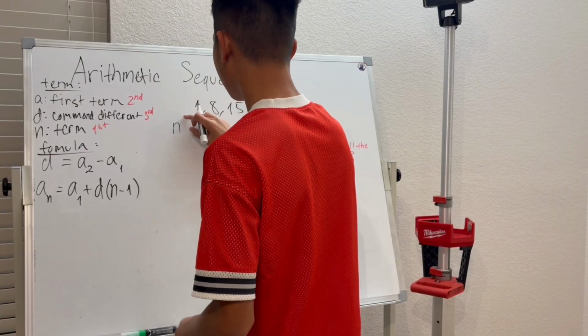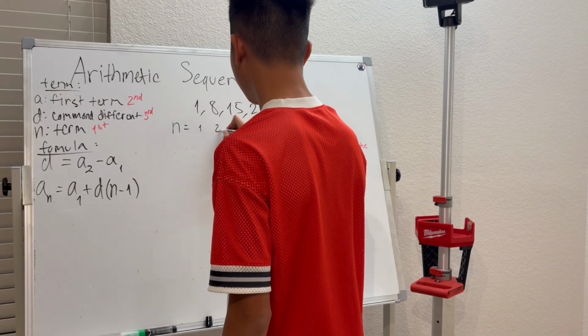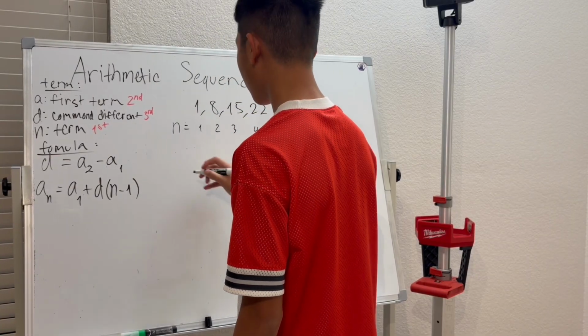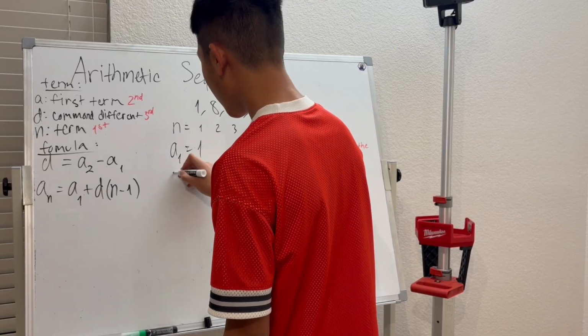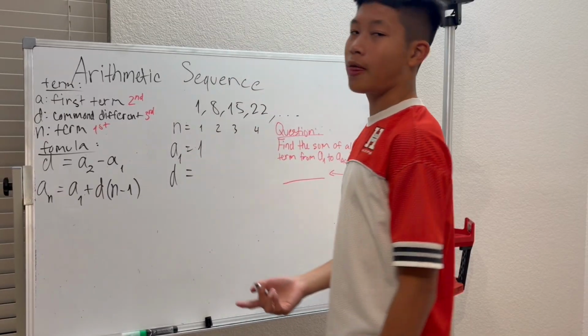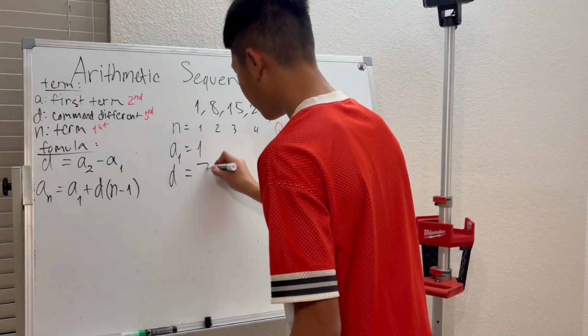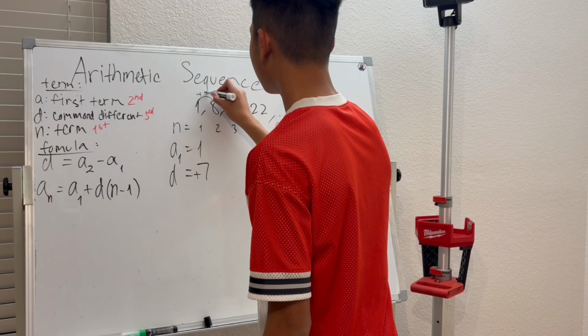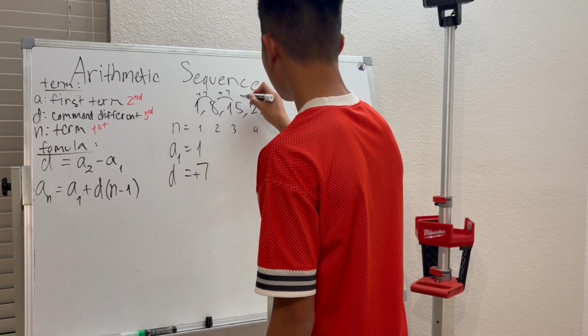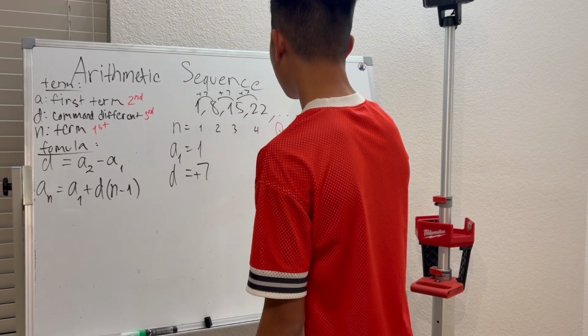This is the first term, second, third, fourth. A sub 1 is very easy, it's 1, of course. And d, the common difference, you can find by adding 7 to it. We add 7 to get this, add 7 to get this, and add 7 to get the next number.